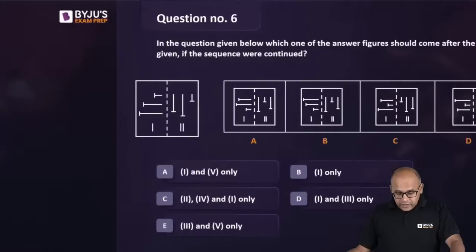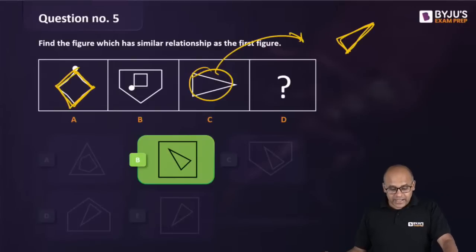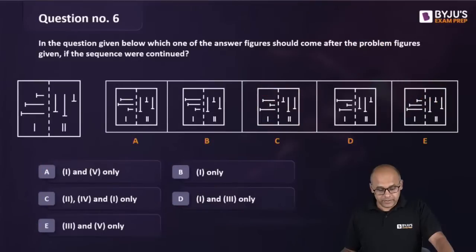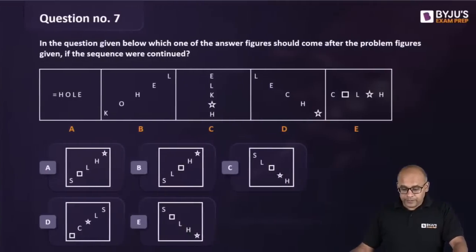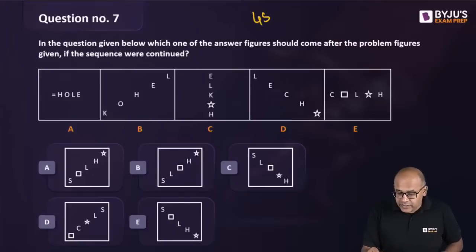Question number 5. See, this is actually supposed to be a straight line. This is supposed to be a square. Okay, there is an error in this. That's what I said. Okay, let's move on to the next question. Interesting one, guys. 45 seconds. Let's see how many of you get this. 45 seconds.